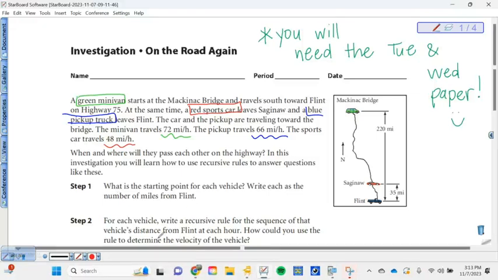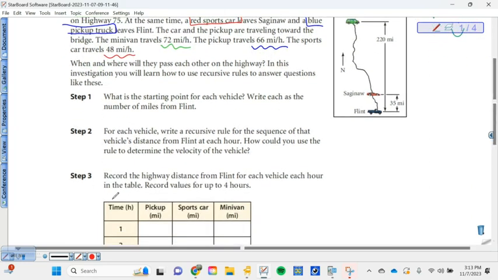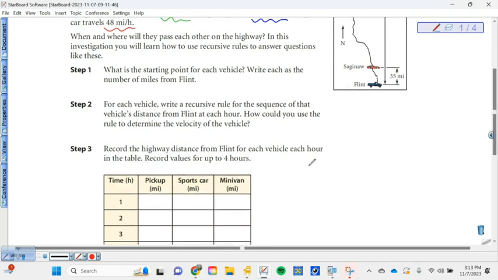1, and it says, what is the starting point for each vehicle? What's the starting point for each vehicle? So let's fill that in. They don't really give us a space for that in the table, so we're going to add it in right up here, okay? So I want you to write starting point. And let's think about where each of these cars start. And we're looking at where they start in comparison to Flint.